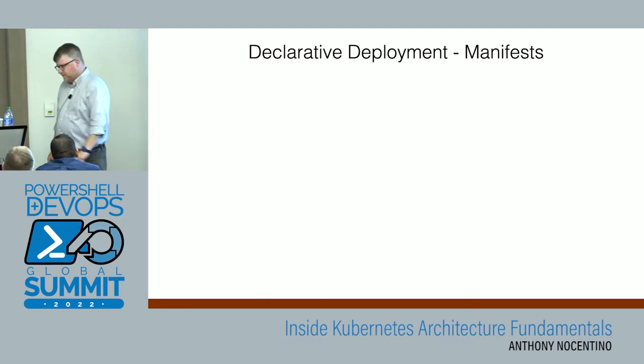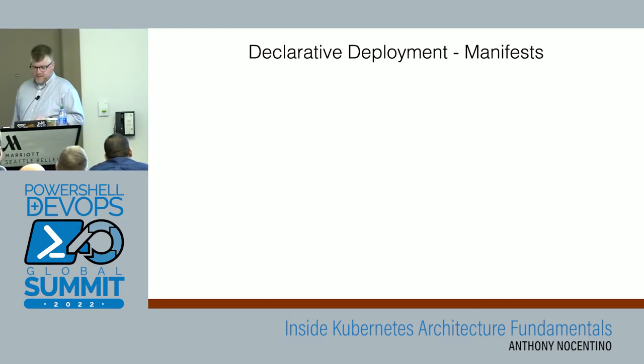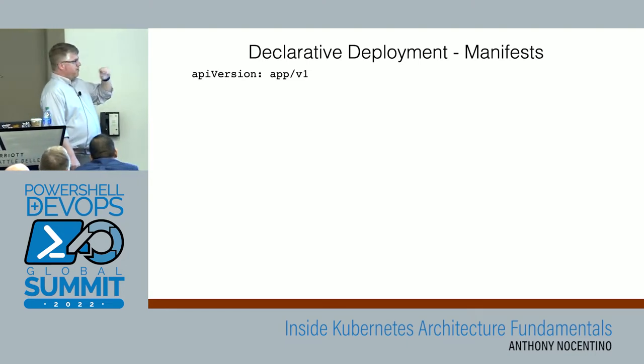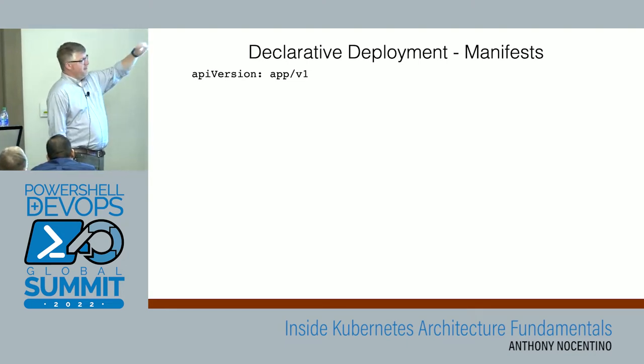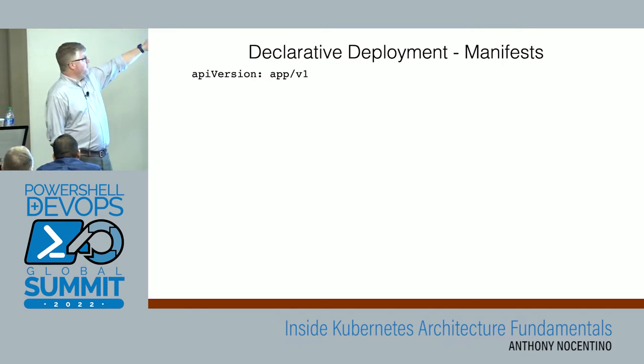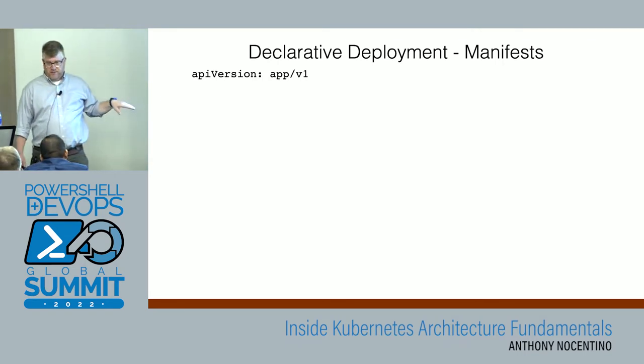So, cool. All right, so let's get into some code. We talked about the fact that there's an API, and there is an API version. There's an API version that gives you stability on the structure of the object. Right, so an apps v1 deployment will always have this structure that I'm gonna show you.